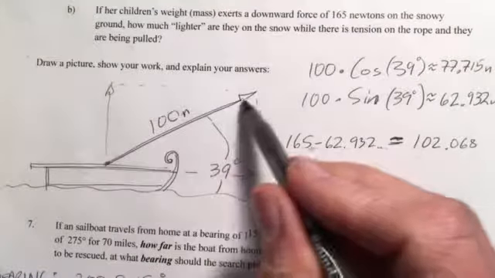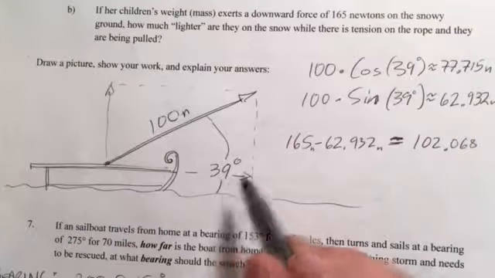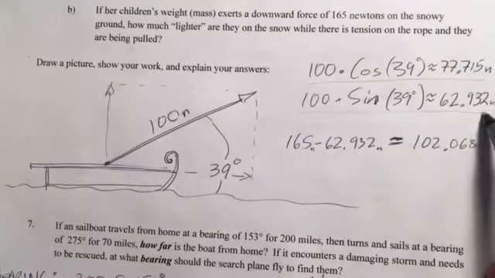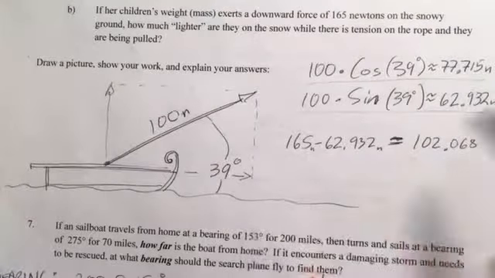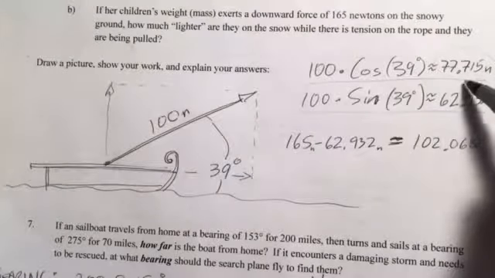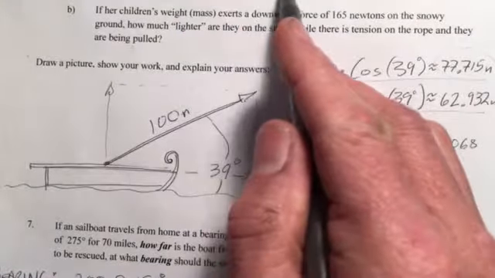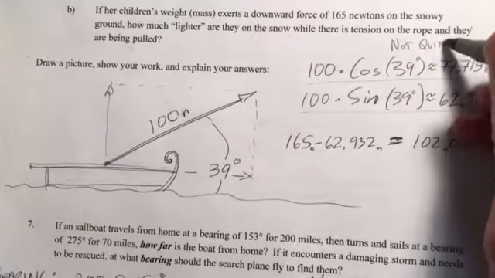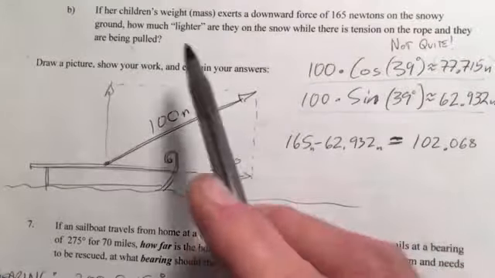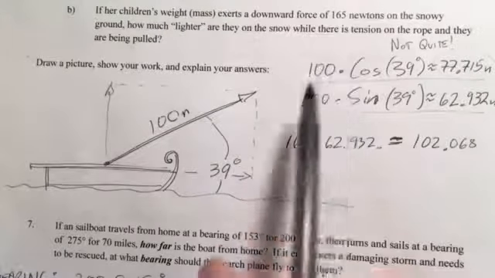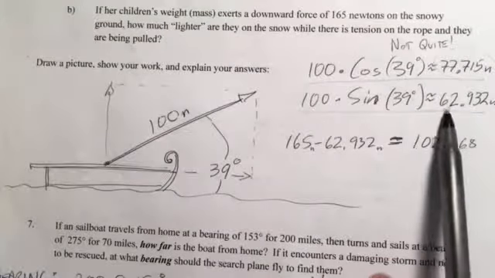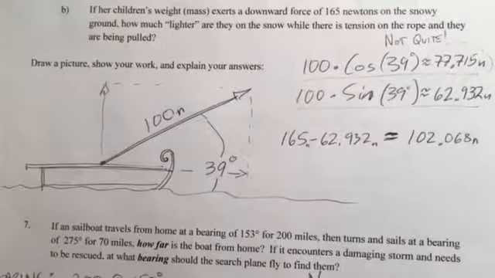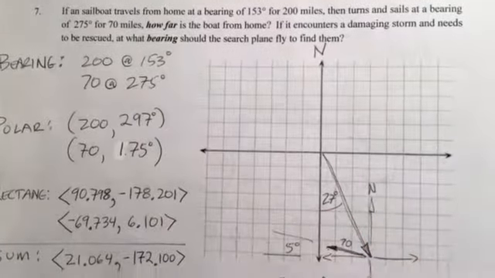If she's pulling at this angle with that strength, then there's a horizontal part that's our cosine of theta, and there's a vertical part that's our sine of theta. When I do that math, it turns out the horizontal part is 77.7 newtons. Well, she needs 78 newtons, so this is very close, but not quite enough force to move it. Okay? If the kids weigh 165 newtons and you're pulling on the rope and it makes them a little bit lighter, it's going to drop them down to just above 100 newtons when you do the subtraction. Okay? Pretty straightforward.